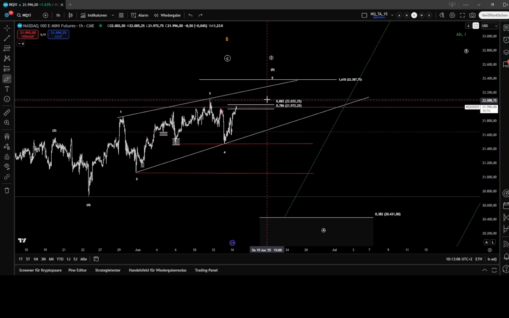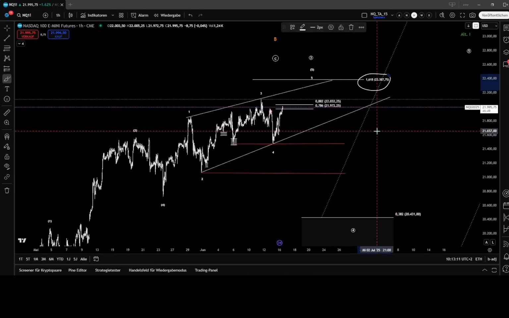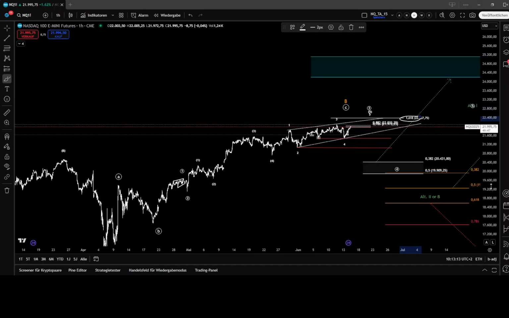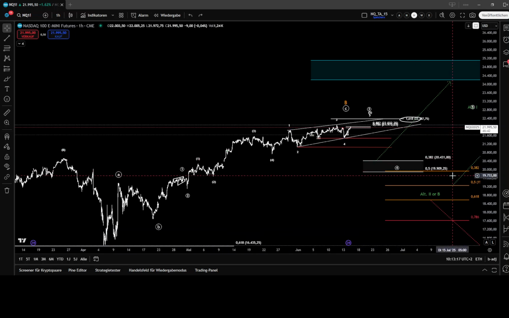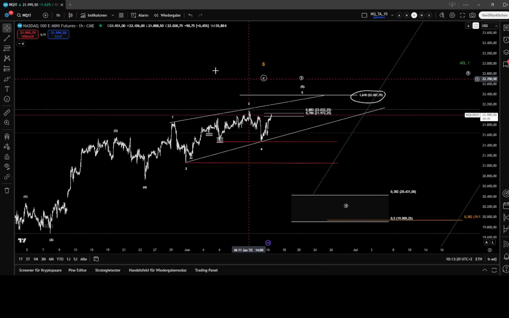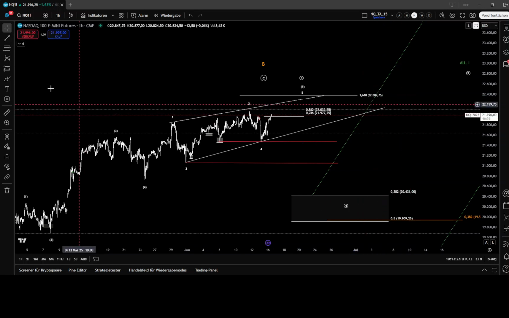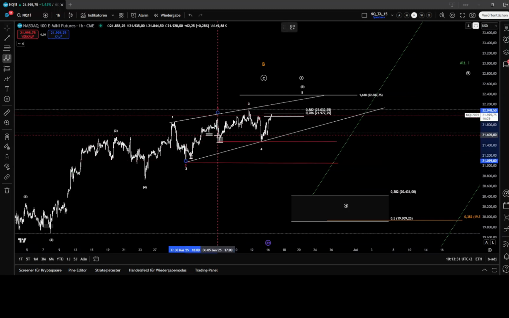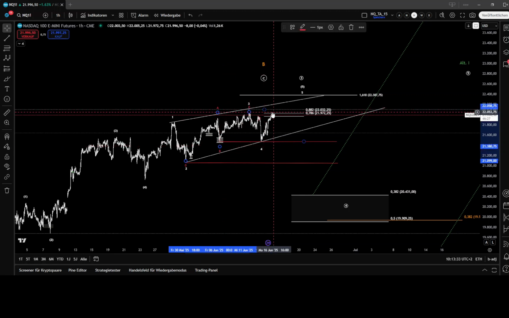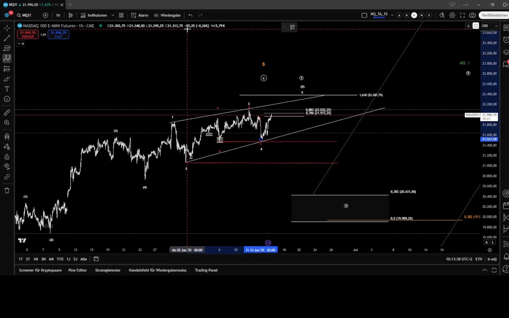But it looks like the market wants to go higher, and the next target for that move would be the 1.618 extension compared to wave A. Okay, and that would be then, let me just zoom in again. That would be then 22,387. Okay, so it would look something like that then. Let me just see. So we had our A, B, C here in the wave 3.